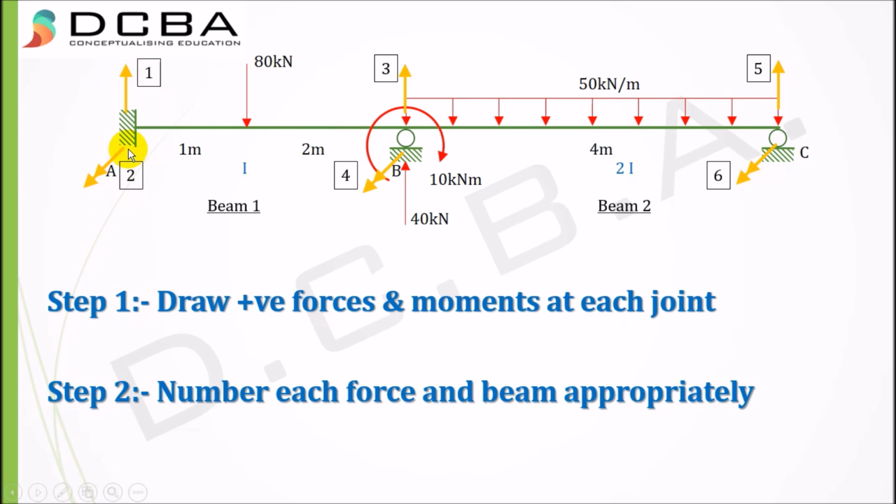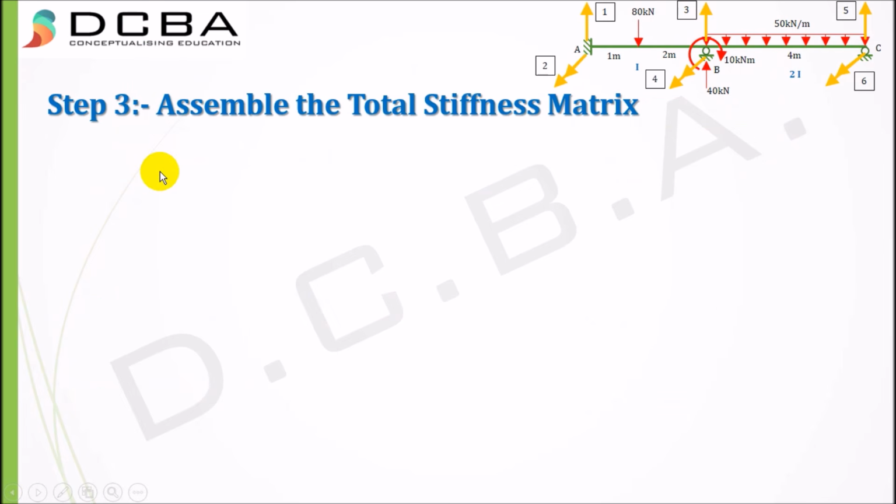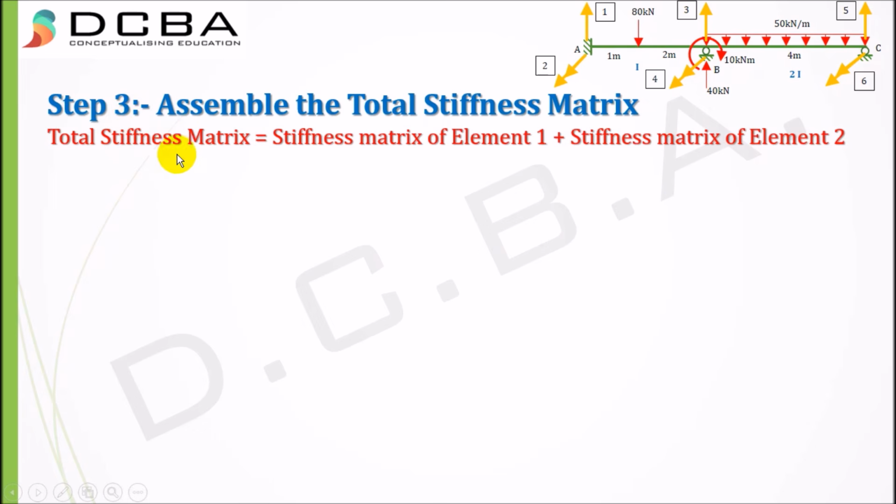After you have numbered each force, step 3 is to assemble the total stiffness matrix. I have just minimized my structure here for your reference. All the positive forces are there, and now we'll assemble the total stiffness matrix. The total stiffness matrix is given as the stiffness matrix for element 1, that is AB, plus the stiffness matrix of element 2, that is BC. So the total stiffness matrix is the stiffness matrix for this beam plus the stiffness matrix for this beam.